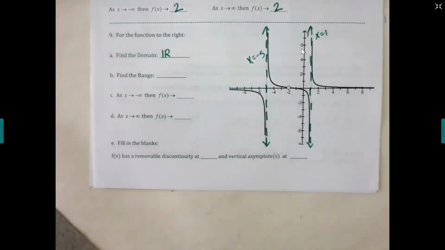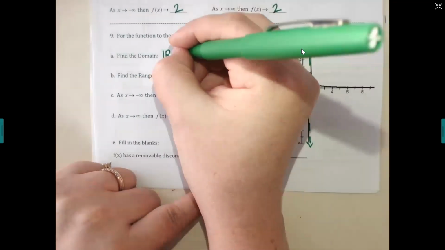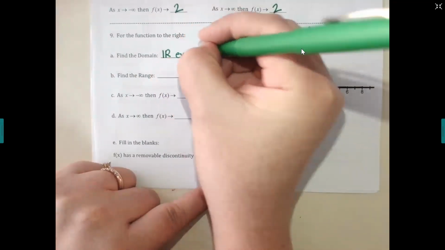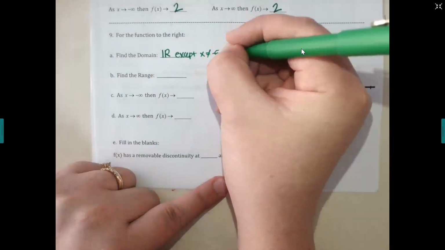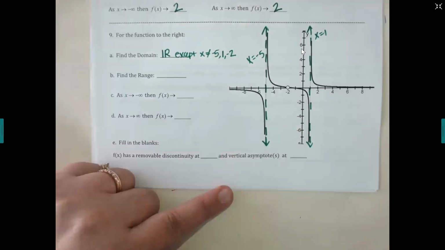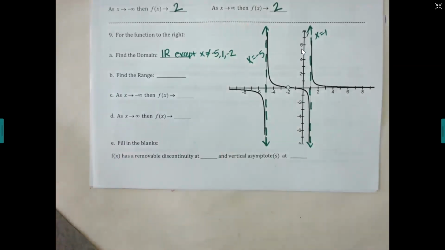-2. Remember that holes and vertical asymptotes are open. That means there's not an x there. So you would put except. X cannot equal -5, 1, -2. But remember, you have to except all the holes and all the asymptotes.